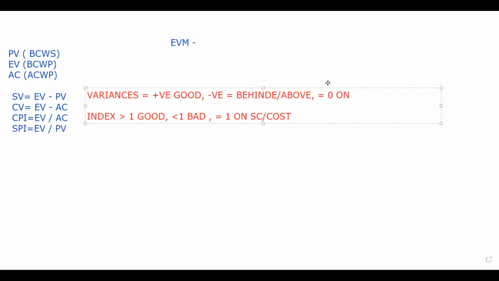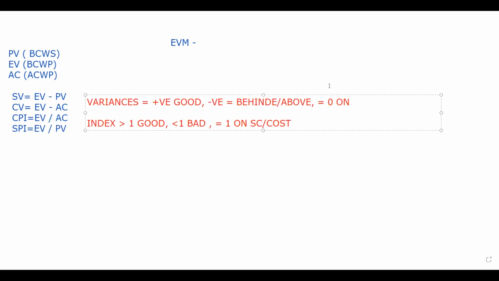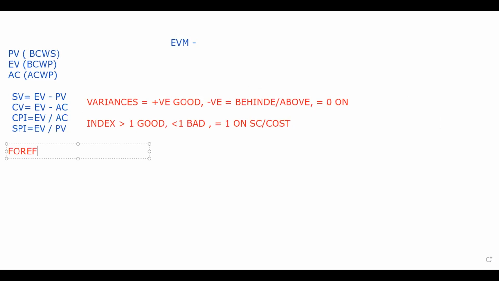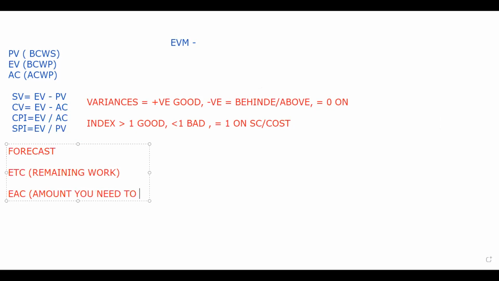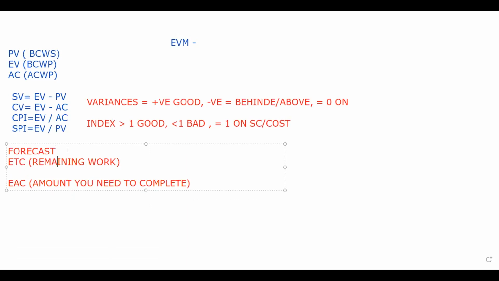Once you have found out where you are standing on schedule and on cost, behind schedule or ahead of schedule, now you will be able to forecast. To forecast, we have formulas. The most common ones calculate the remaining work, ETC, and EAC, estimate at completion, for the amount you need to complete, or money you need to complete. So based on that, for both of them, we have two equations.